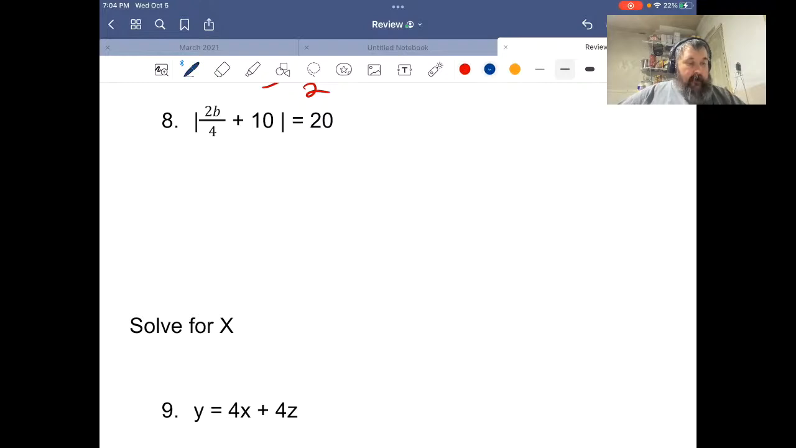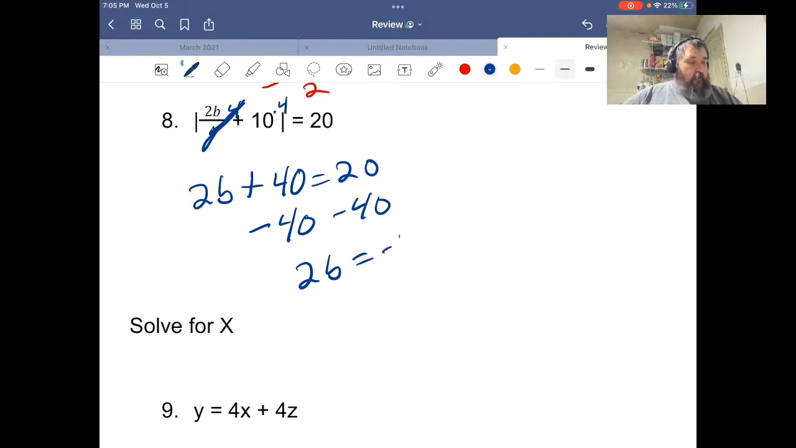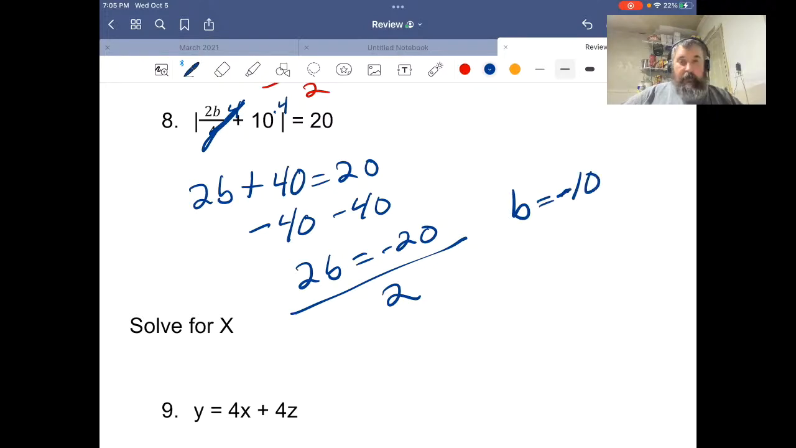So I've got a fraction here, so I need to get rid of that 4. So I can multiply each side by 4 because we're inside those absolute value brackets. So that gives me 2b plus, and then 10 times 4 is 40, equals 20. Now I've got to get something on both sides. So I'm going to subtract 40 from each side. 2b equals negative 20. Divide both sides by 2. I get b equals negative 10. Does everybody get that? Thumbs up. Everybody good on that?